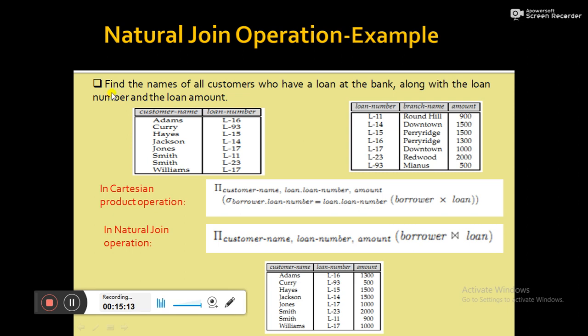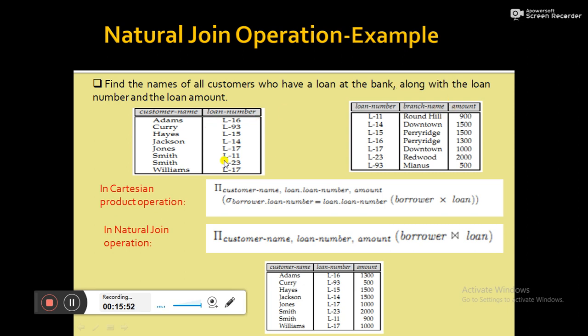Suppose I have to find the name of all customers as well as their corresponding loan number and their amount. That means to fetch that kind of record, you have to combine the information from the relation borrower and relation loan. So first of all, you have to combine the information from borrower and loan, and then after combining the information, we have to select only those records whose loan number is same for borrower relation and loan relation.